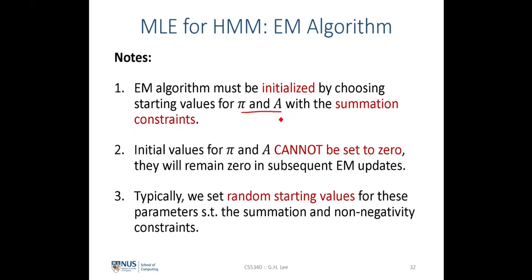the summation constraints. And another important thing to note is that we cannot initialize pi and a to be 0. Otherwise, it will remain 0 in all the subsequent EM steps. And typically, we will set random values for these parameters, just subject to the constraints of the summation as well as the non-negativity constraint.